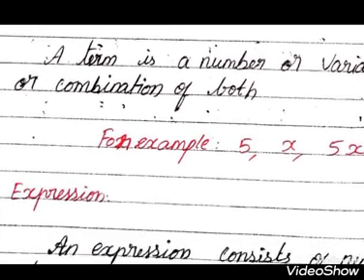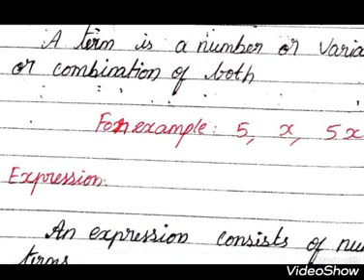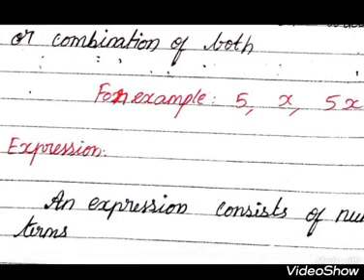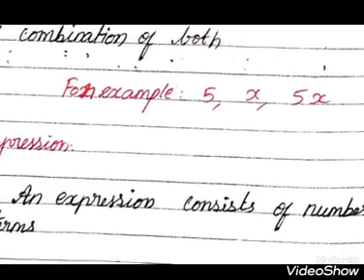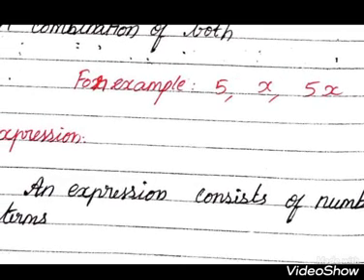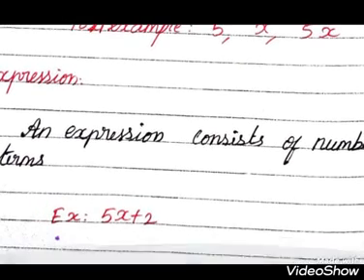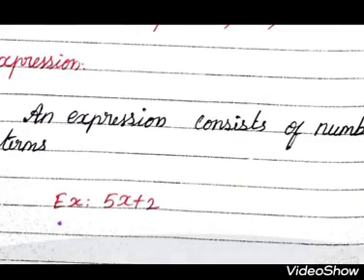Next we move on to expression. What is meant by expression? An expression consists of a number of terms. In the previous definition, I explained 5x is a term. Likewise, when it is combined with different types of terms, we say it is an expression. For an example, 5x plus 2. So this is the example for expression. Next we move on to types of polynomial.